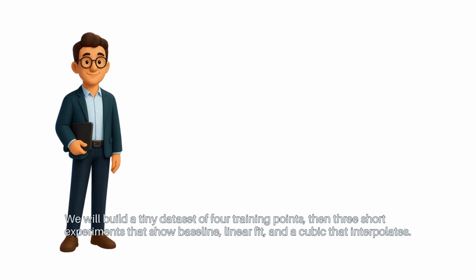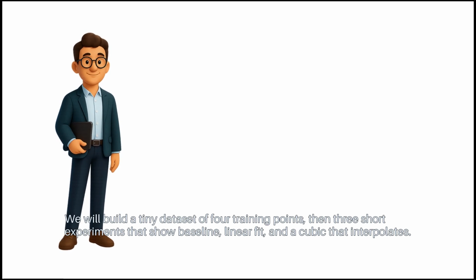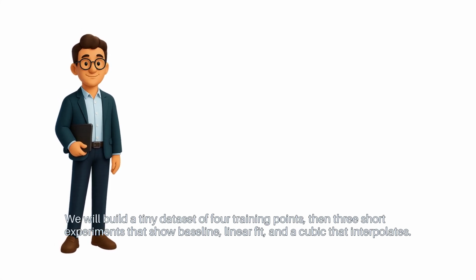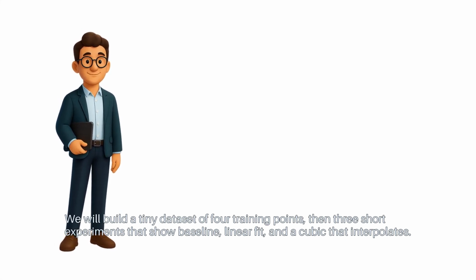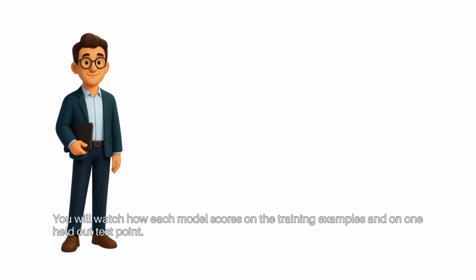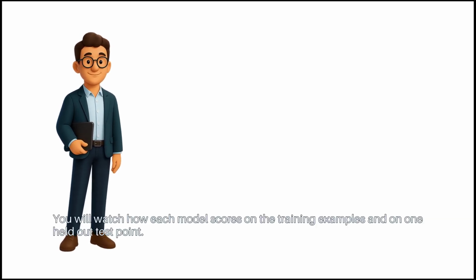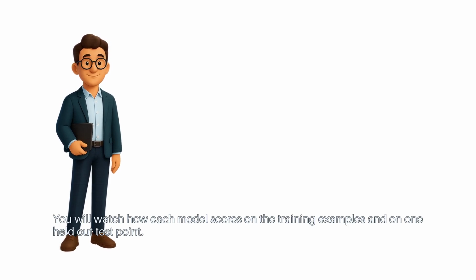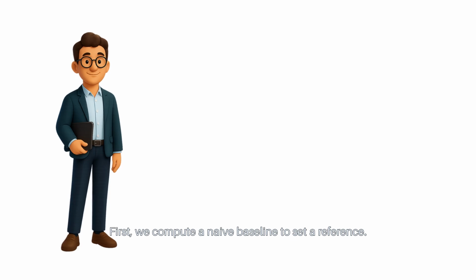We will build a tiny dataset of 4 training points, then 3 short experiments that show baseline, linear fit, and a cubic that interpolates. You will watch how each model scores on the training examples and on one held-out test point. First, we compute a naive baseline to set a reference.